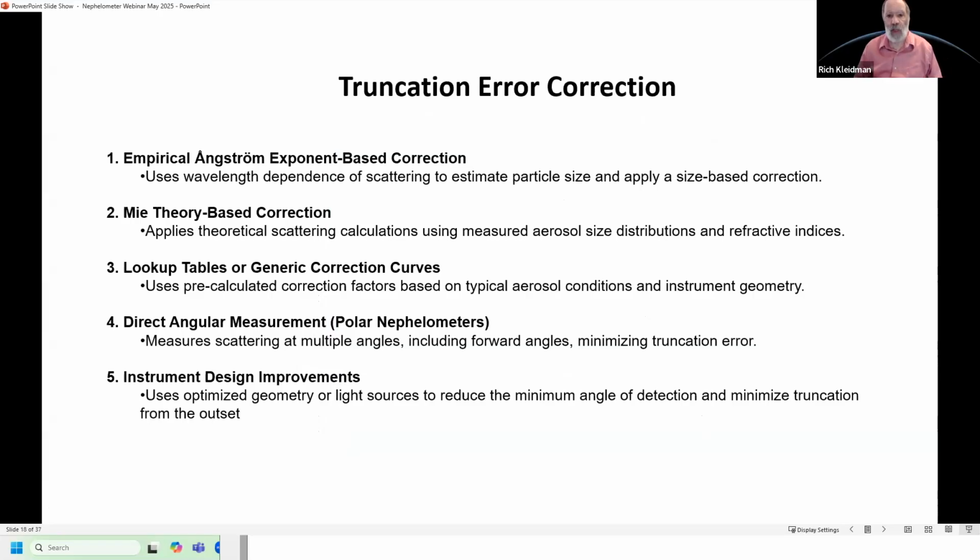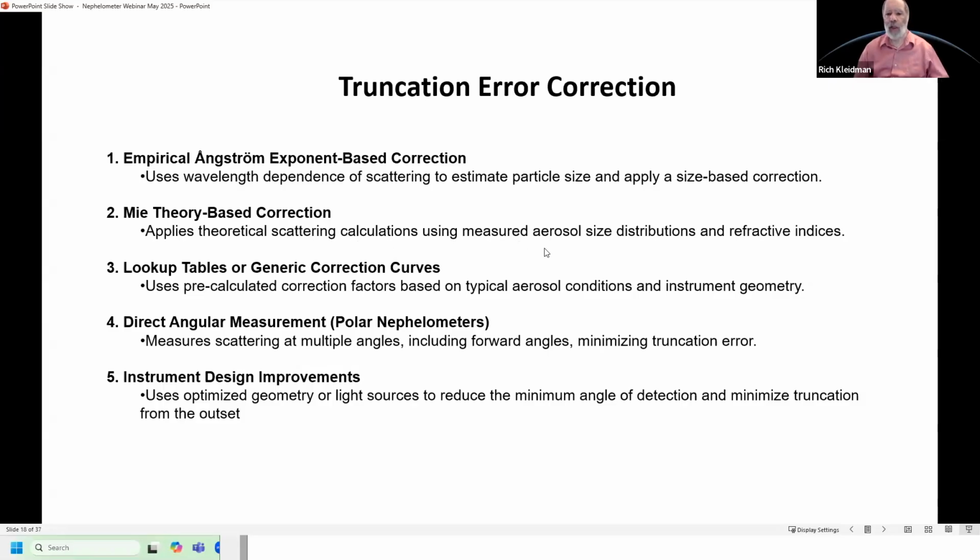There are many ways that we take into account truncation error. The most common way to do that is using an angstrom exponent-based correction and applying that to the data on the fly. This has been the standard for many years of how to do it. Our instruments currently also apply this kind of method. This angstrom exponent depends on having multiple wavelengths, so you need to have at least 2 to do this kind of correction. There's also Mie-based theory correction.